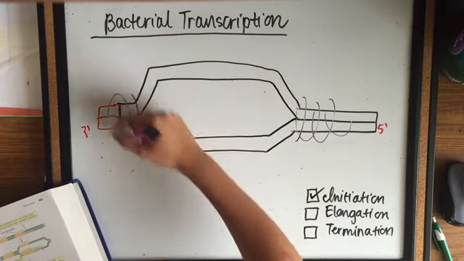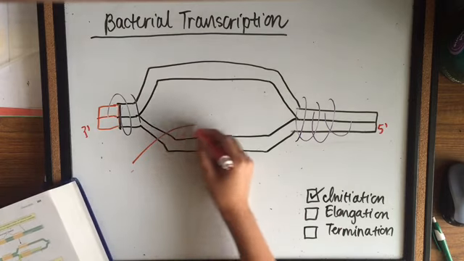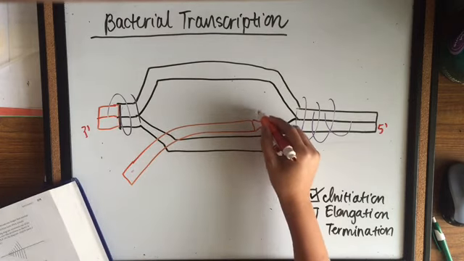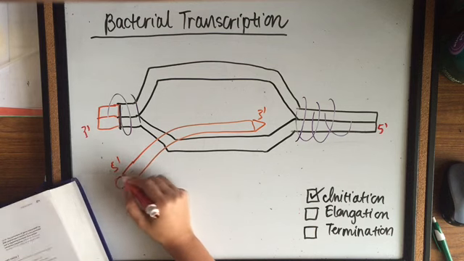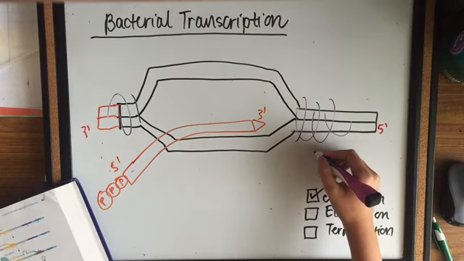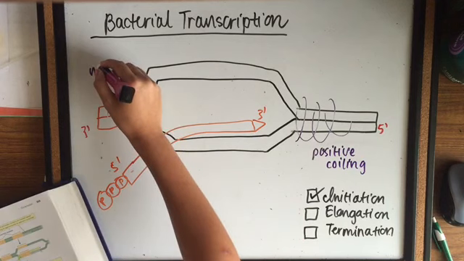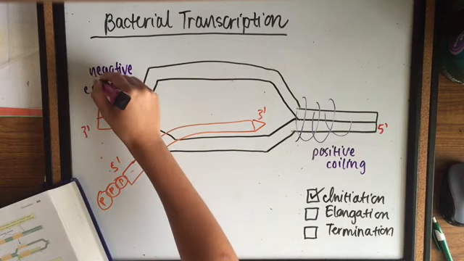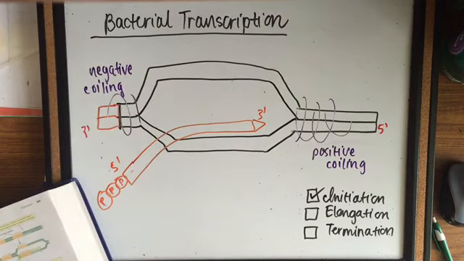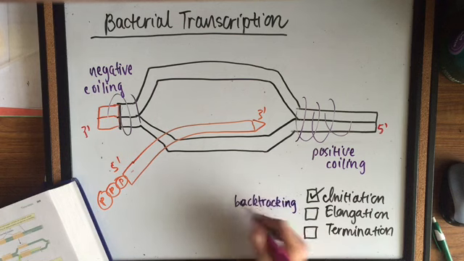Elongation follows the process of initiation. It's actually a pretty short process that just creates the transcription bubble, which is typically about 18 nucleotides long. Positive supercoiling occurs ahead of the transcription bubble, while negative coiling occurs behind the transcription bubble. Two things that happen during elongation include backtracking as well as proofreading.